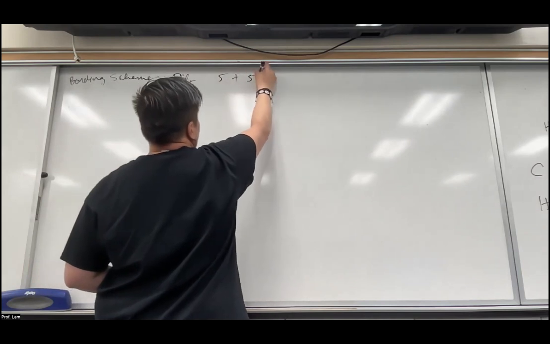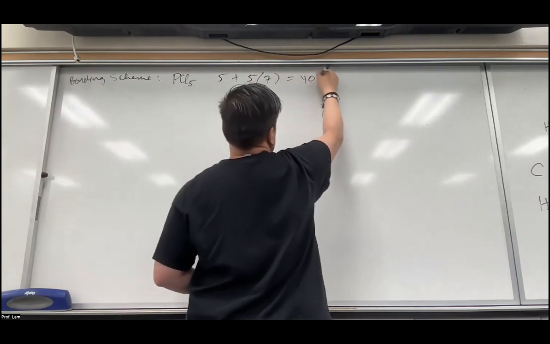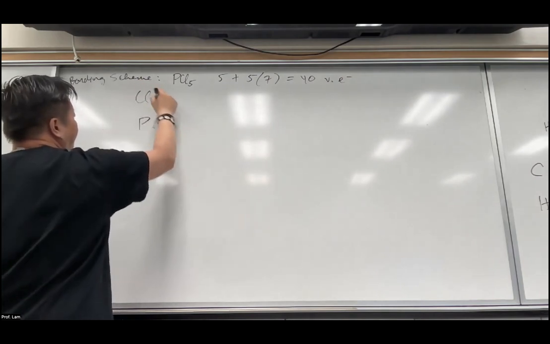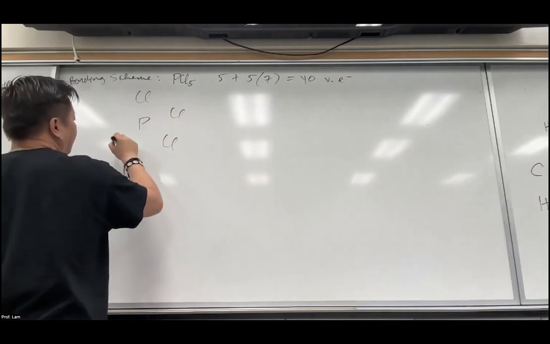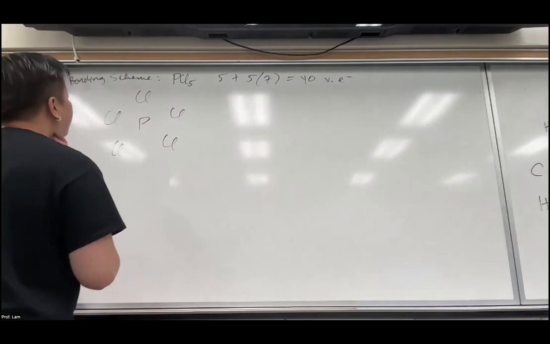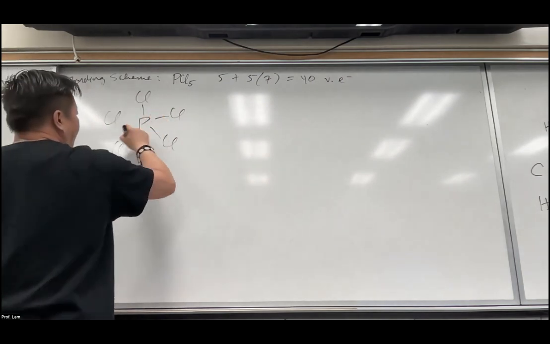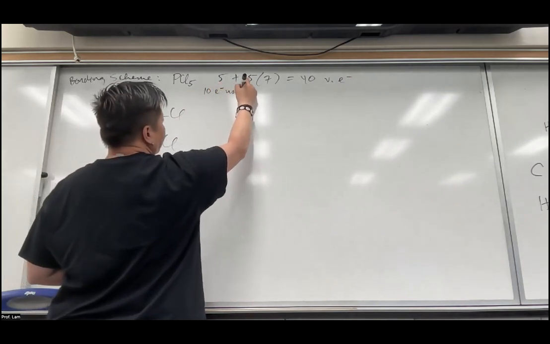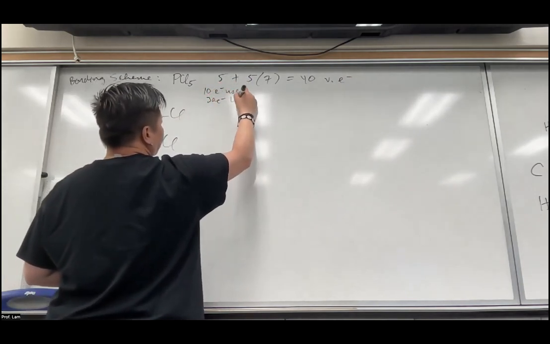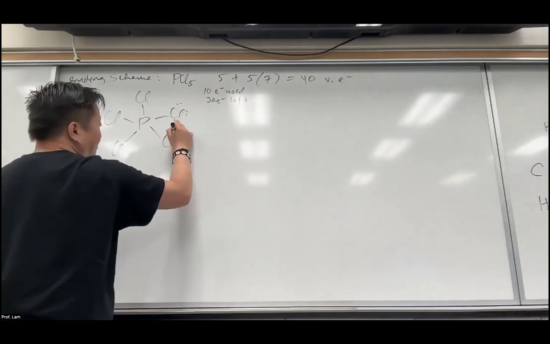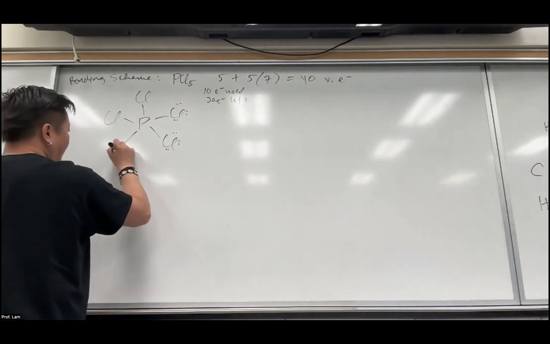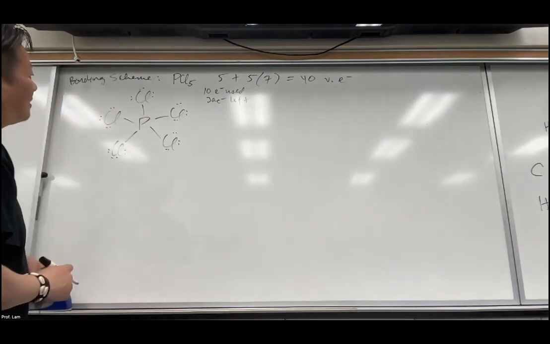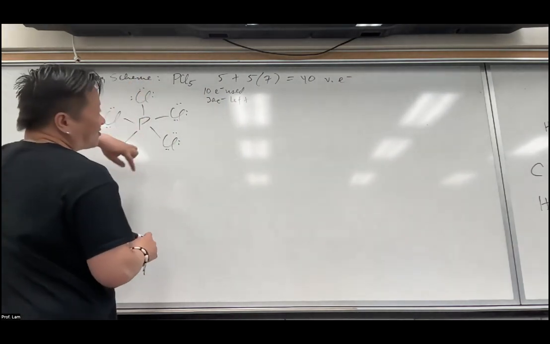That's 5 plus 5 times 7 is 40 valence electrons. Central atom, P, bond, bond, bond, bond, bond. That's 10 electrons used. 30 left. 6 on each chlorine. That's 6 times 5, that's 30.